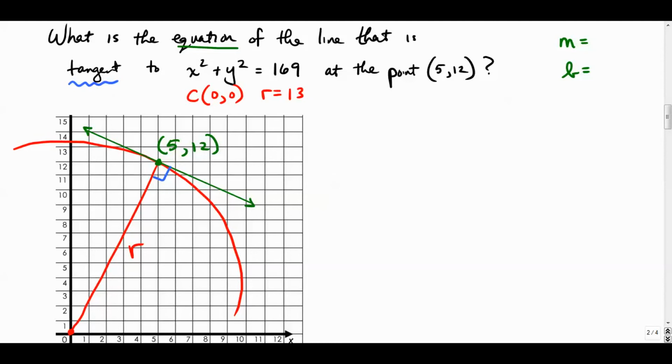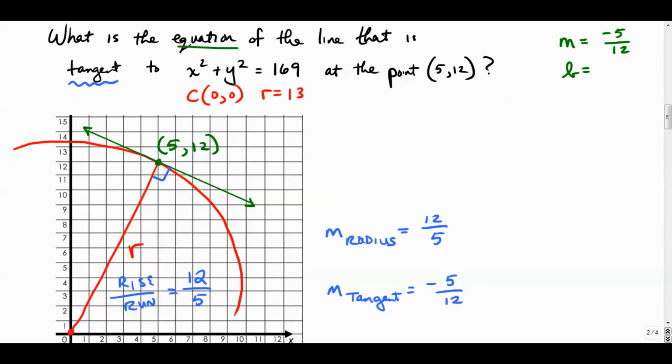So what is the slope of this radius? Well, the slope of that radius is simply rise over run. How much does it go up? Well, it goes up from the center to here 12, and it goes right 5. So the slope of your radius, m sub radius, is 12 over 5. And that means the slope of your tangent line is the opposite reciprocal of that, negative 5 over 12. So that's going to be the slope of our tangent line.